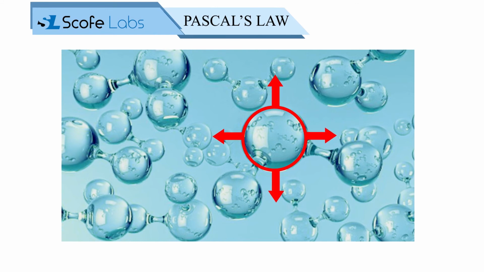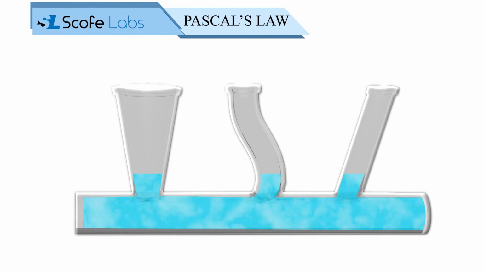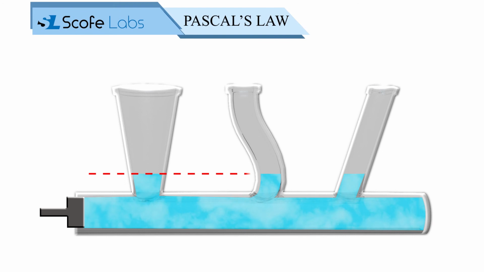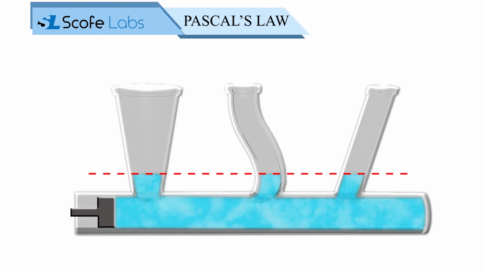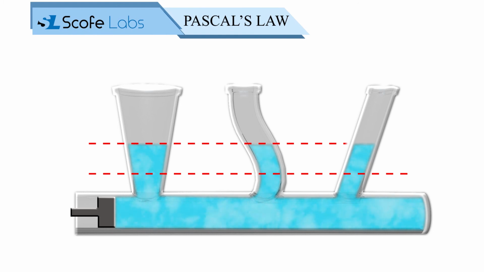Let us take an example to understand it. Consider a glass tube containing liquid, attached to a piston on one side. The water level in all the tubes is the same. When the piston is pushed inside the tube, the water level starts rising in all of the tubes. The water level rises equally in all tubes, implying that the fluid applies the same pressure everywhere.